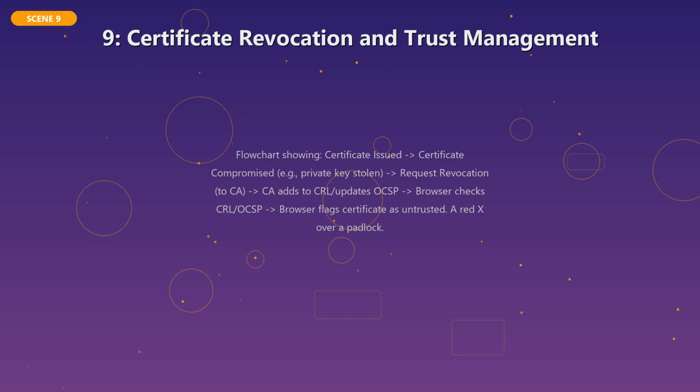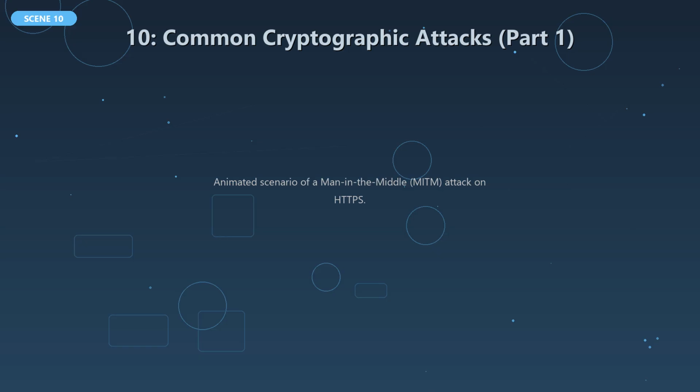The effectiveness of revocation mechanisms is paramount, as a compromised but unrevoked certificate can lead to widespread security incidents, allowing attackers to impersonate legitimate entities and trick users into trusting malicious sites. This constant vigilance in trust management is what keeps our online interactions secure. Despite the robust nature of cryptographic protocols like TLS and the PKI framework, they are not impervious to attack. Attackers constantly seek vulnerabilities to exploit.